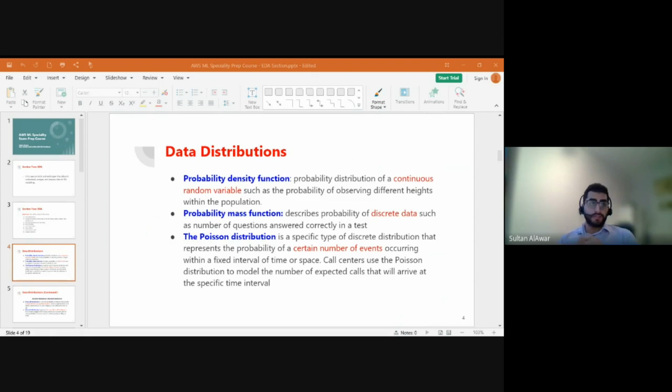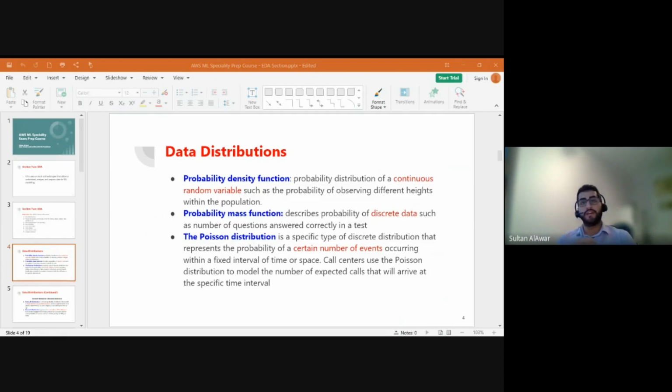The third probability distribution is the Poisson distribution. The Poisson distribution is a specific type of discrete distribution, which helps us observe the distribution of a discrete variable. It represents the probability of a certain number of events occurring within a fixed interval of time or space.